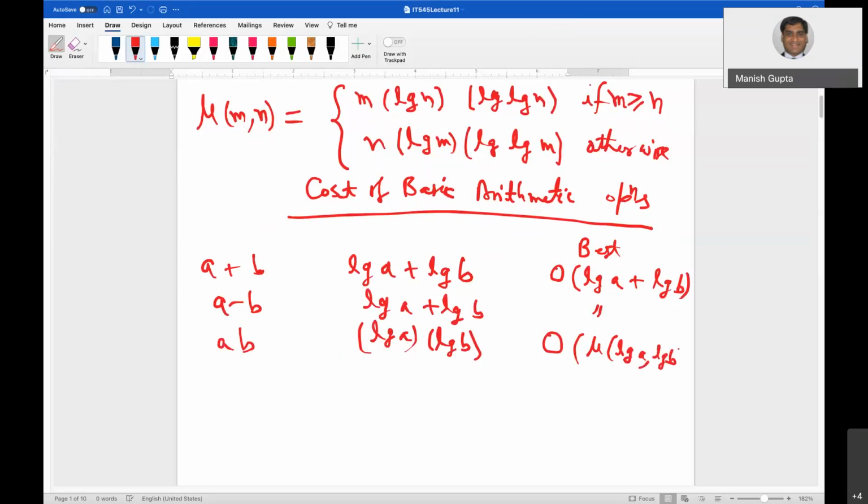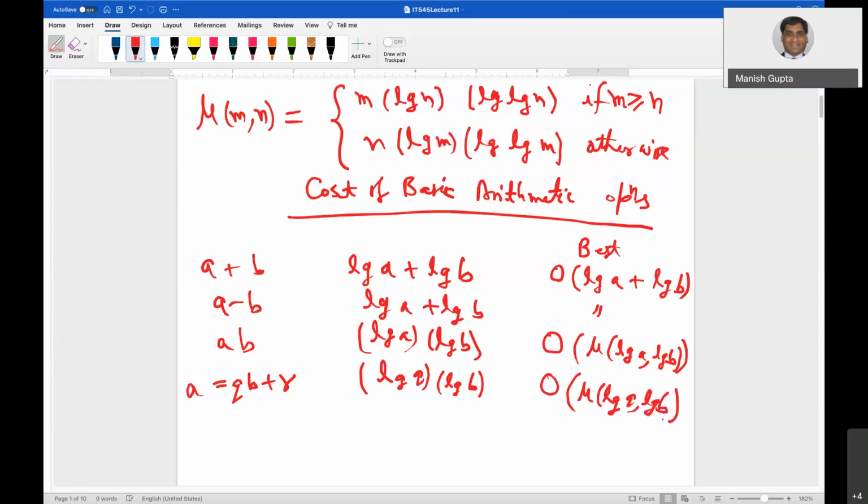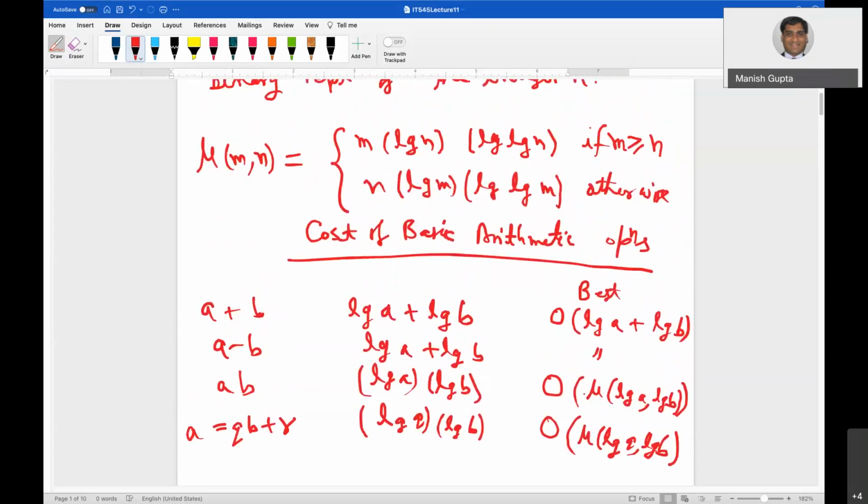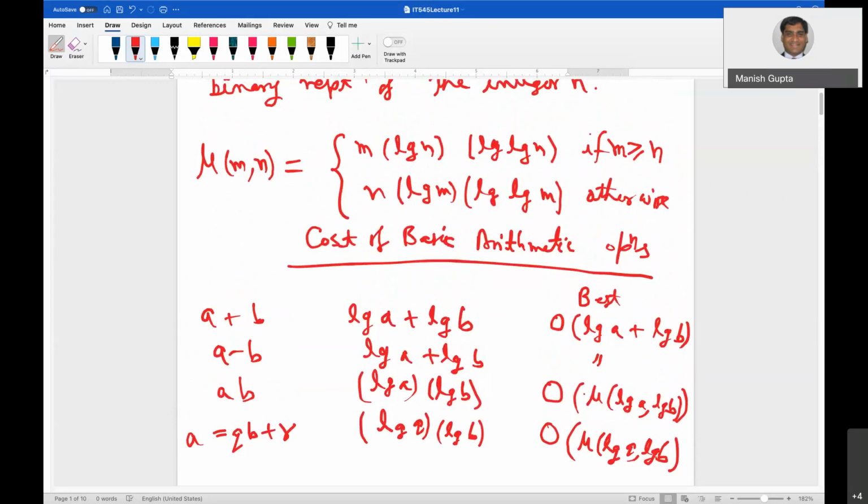So for the mu function, I have used the mu function described above. And division: a is equal to some quotient times b plus remainder. The naive bit complexity is log of q times log of b, and the best is mu of log of q comma log of b. So this is just summary information known to you. Now, one more important result.